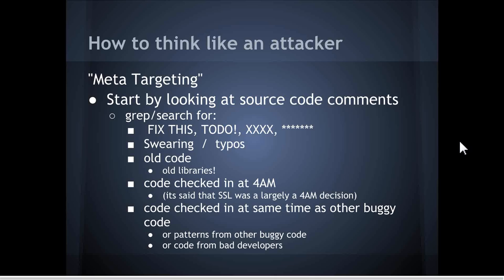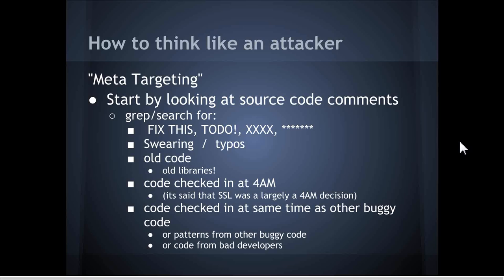Another great tip is, if you have access to a Git repository or Mercurial, look for code checked in at late night. Moxie Marlinspike, I think, interviewed one of the core designers for SSL when he was working at Netscape. And he said that SSL was largely a 4 a.m. decision, or a series of 4 a.m. decisions. And code checked in at this late time, when all your coffee's worn out and you're mentally exhausted, may have more bugs in it than other times in the day.